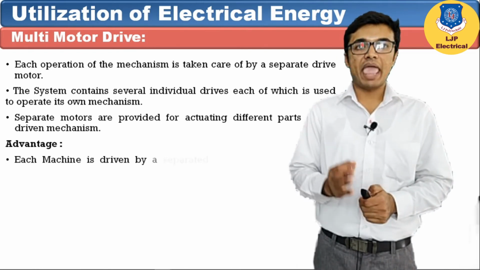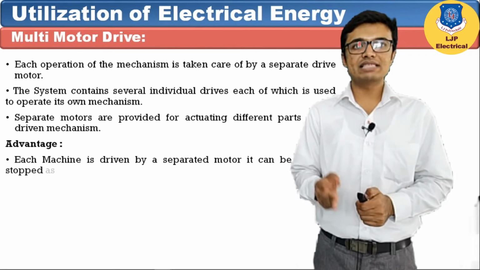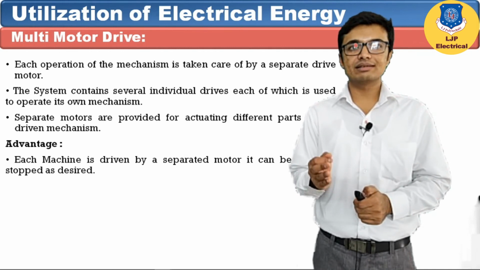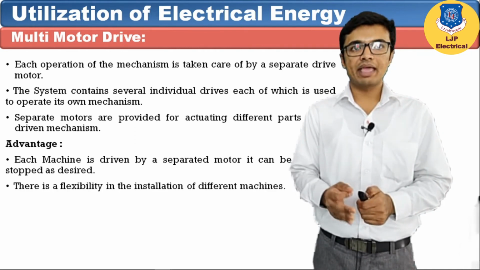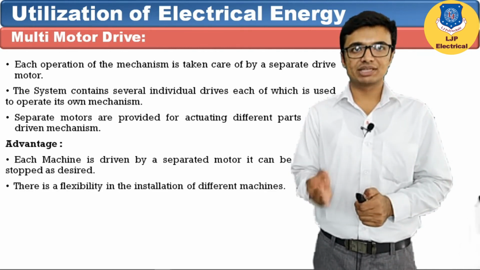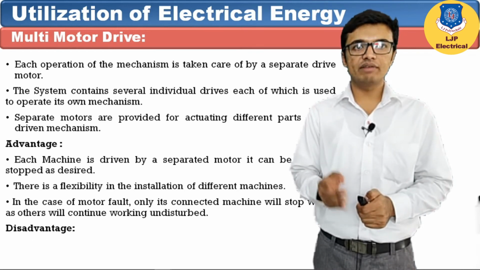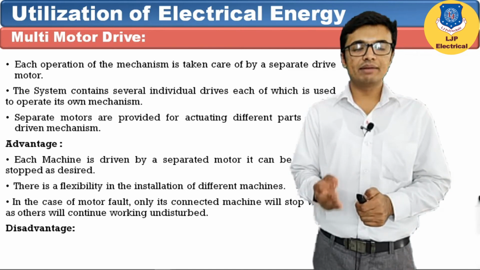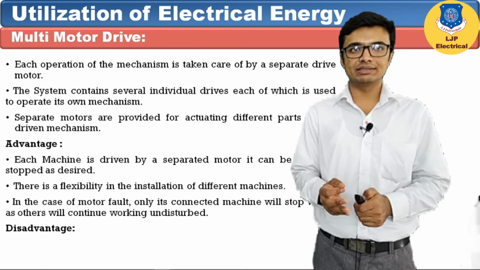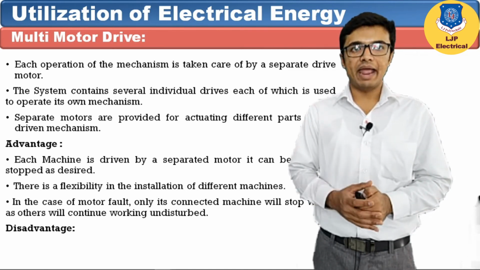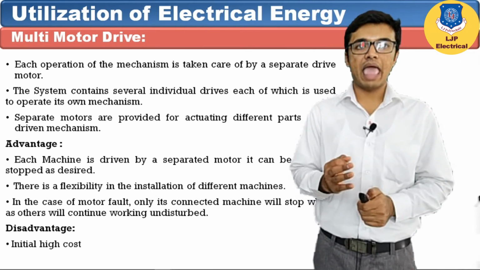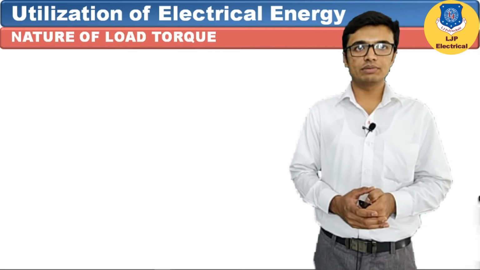Each of the machines is driven by a separate motor. It can be run and stopped as desired. There is flexibility in the installation of different machines. In case a motor develops a fault, only its connected load and machine will stop, while all other machines continue to operate and are not disturbed. The disadvantage is that the initial cost is very high. Let's see the nature of the load torque.